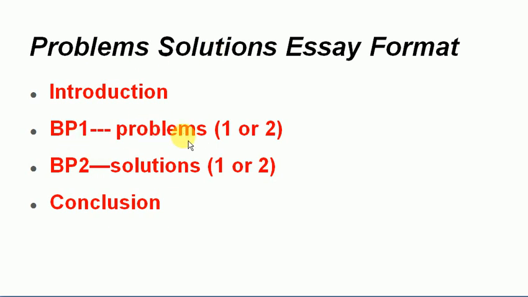Depending upon the topic of the essay, while planning, if you come across one problem in your mind, you can write one problem. If you get 2 problems in your mind, you can mention 2. Similarly, in body paragraph 2, you will be writing the solutions for the problems that you have mentioned in the previous paragraph. If you have written 1 problem, the solution will be only 1, and if you have written 2 problems, you will write 2 solutions, 1 for each problem. And then at the last you will be writing the conclusion.